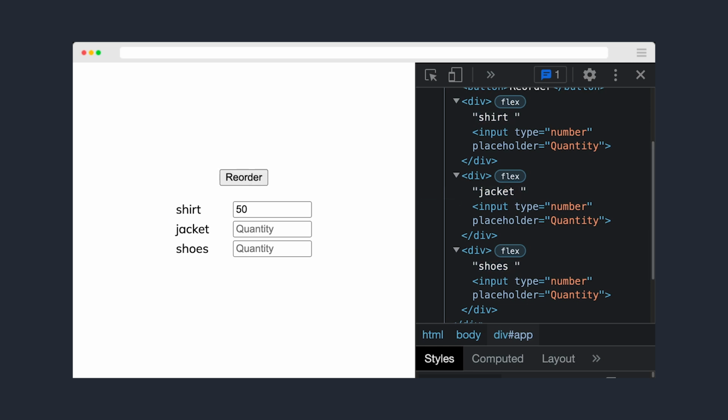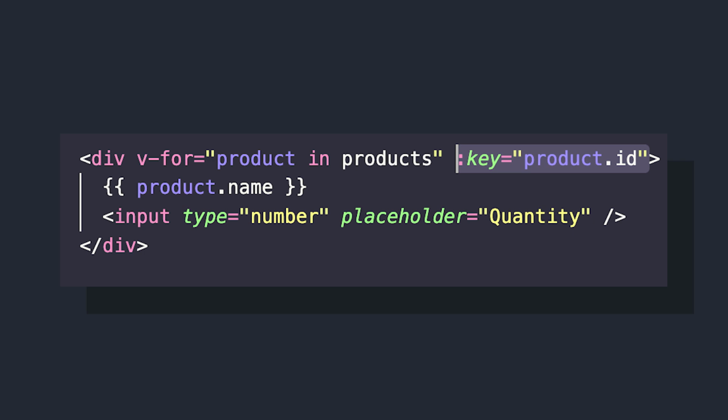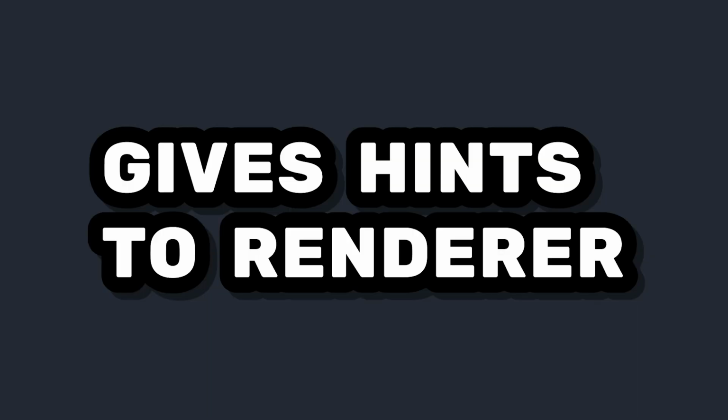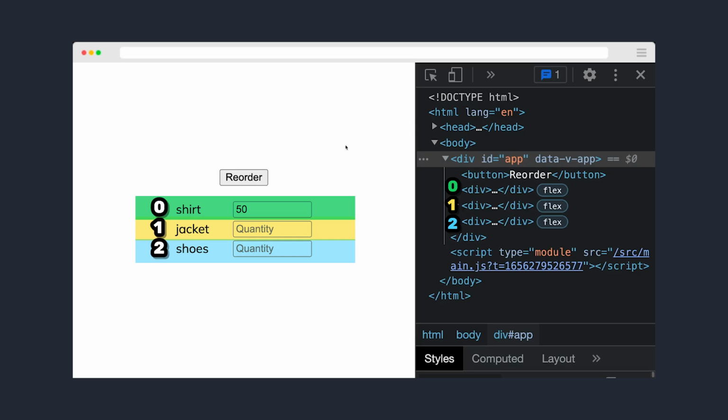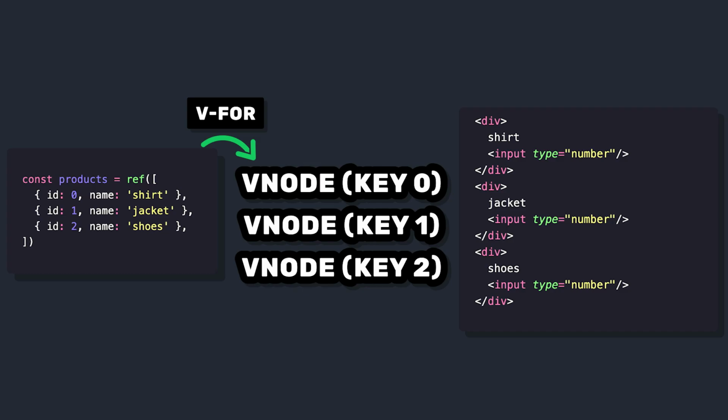And this is a case where we need key on our v-for. Key is a special attribute that gives hints for Vue's rendering algorithm to identify and track vnodes across different renders. With key, we can track each node's identity. So instead of an in-place patch, it will actually reorder the vnodes based on the order of the keys. Essentially, it provides a link between the data we're iterating over and the virtual nodes that our v-for creates.